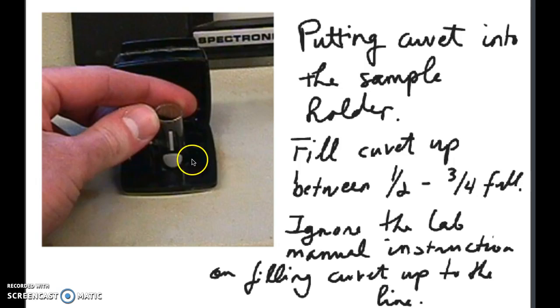So what you're going to do is put your sample in the cuvette and then afterwards put the cuvette in that sample holder that I was showing you earlier. Now just keep in mind that you only need to fill the cuvette up between half to 3/4 full in order for your measurement to be read correctly by the spectrophotometer.